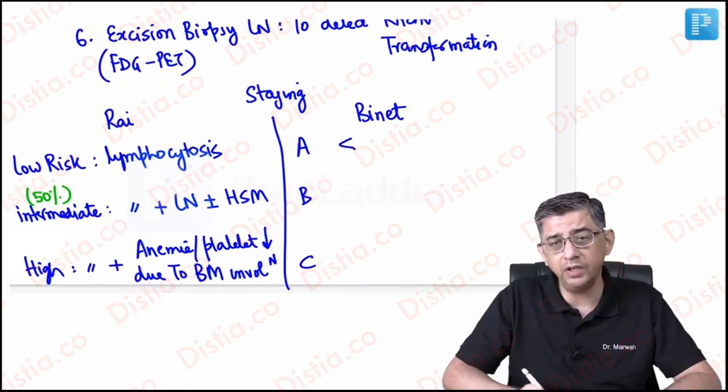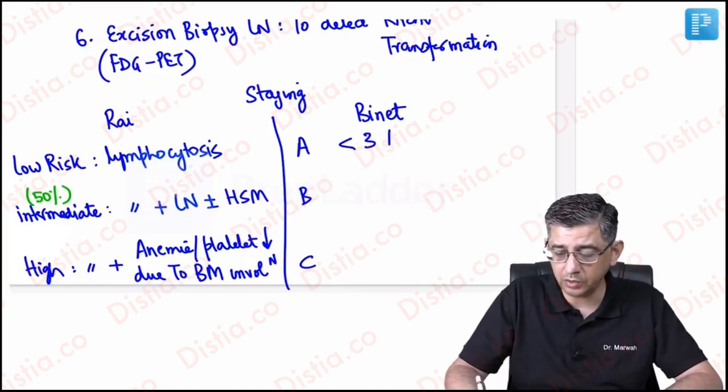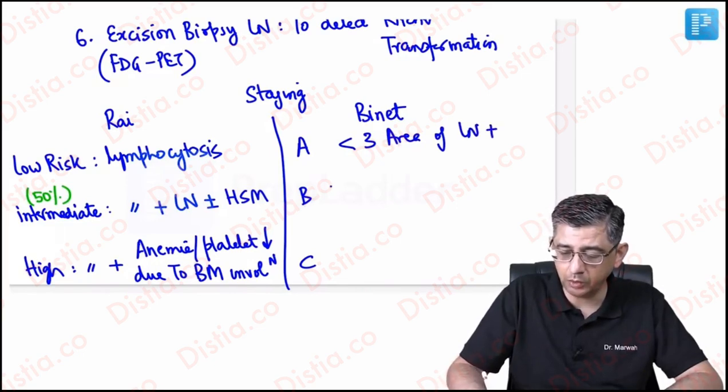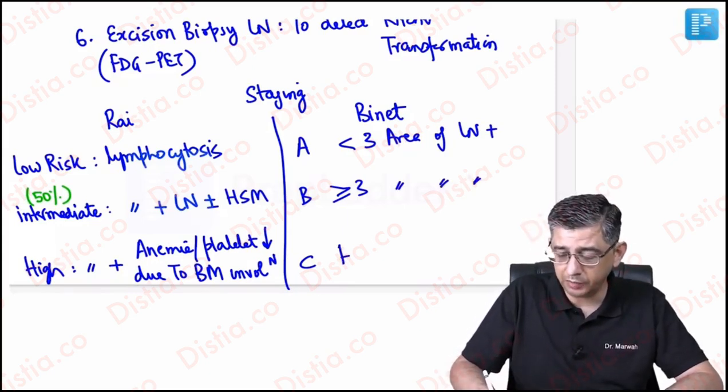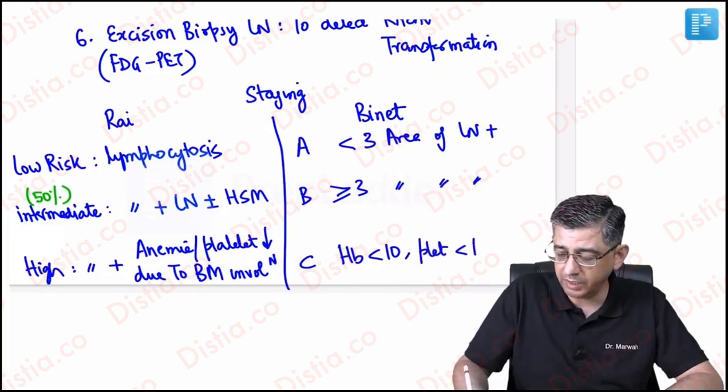Binet is relatively easy. It says less than 3 areas of lymph node enlargement is A, whereas if it is equal to or more than 3 areas of lymph node enlargement, then it would be categorized as B. And for C, you are able to document that there is anemia in the patient and the platelet count is less than 1 lakh.